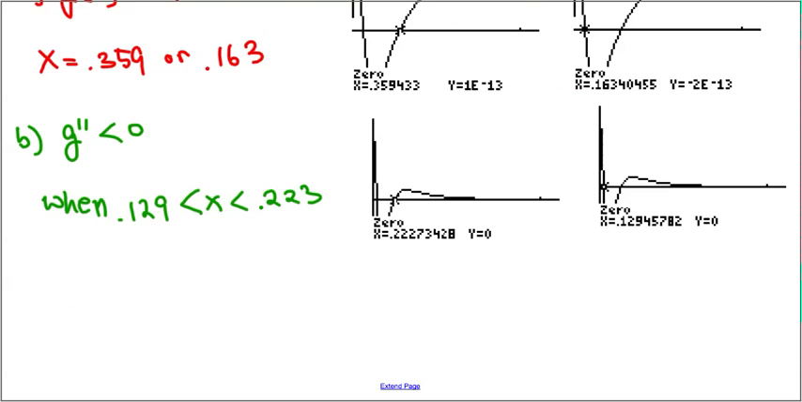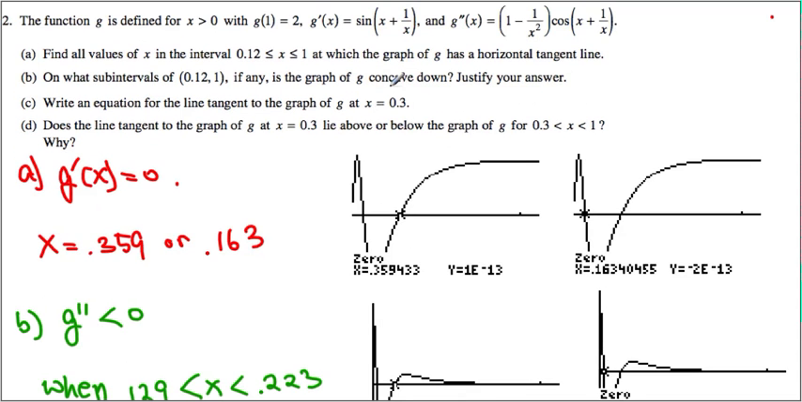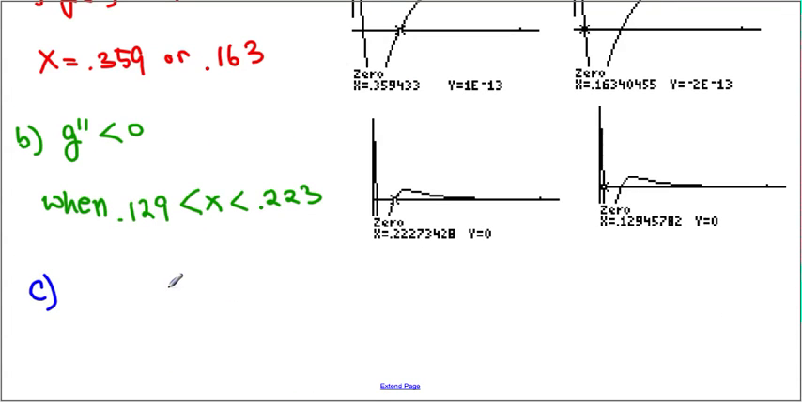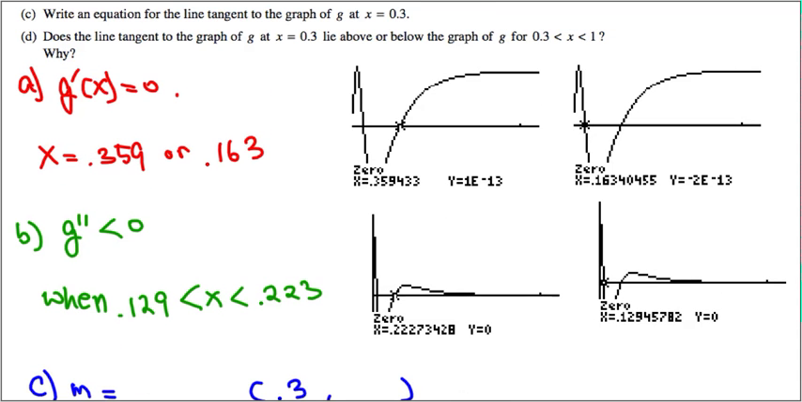Now, number C. The question is, write an equation of the line tangent to the graph at x equals 0.3. Now, how are we going to find out the equation of the line tangent? We'll be needing 3 pieces of information. Tangent line, that means we need the slope, and we need the point, x point and y point. So from here, one thing that we know is x is 0.3, but we still don't know what y value is, nor the slope. Slope is rather easy to find out. We can just use this value. So let us try to find out the slope first.